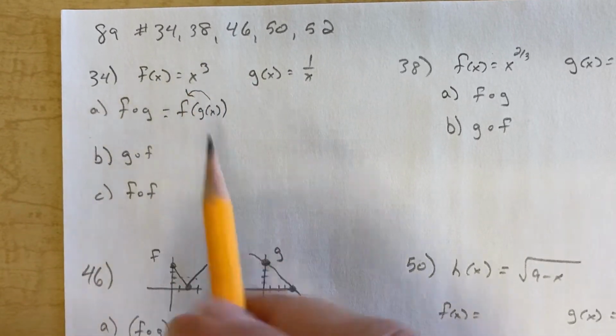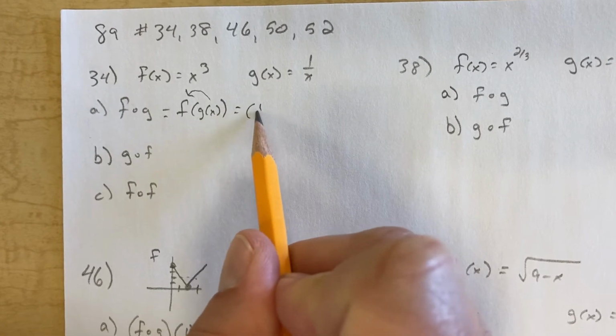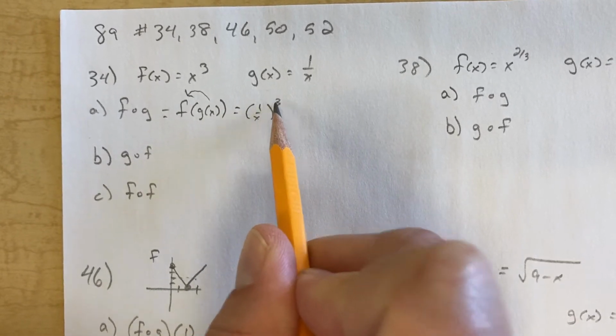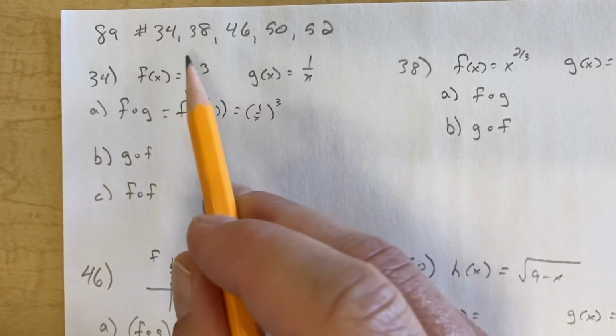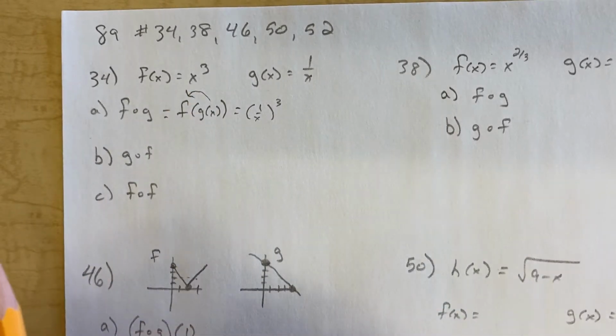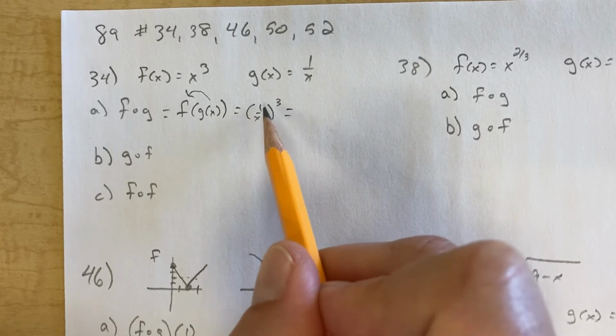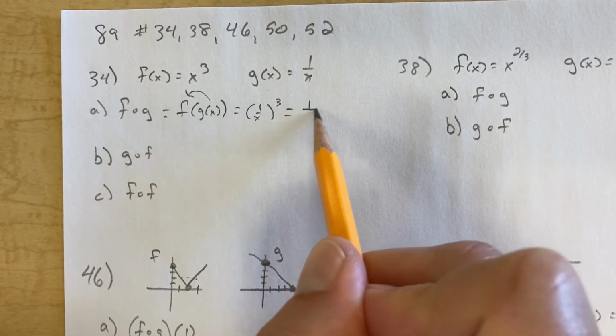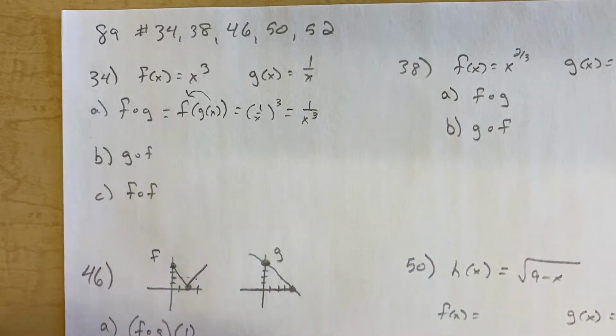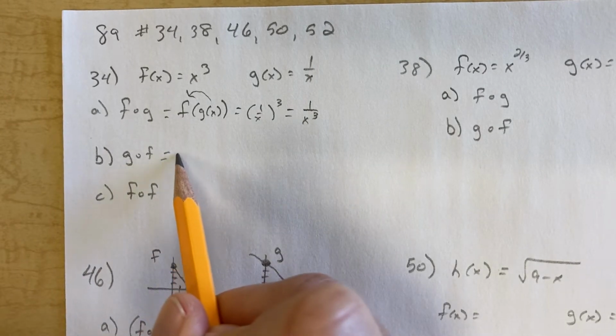So instead of x cubed, we're going to go 1 over x cubed. See how the actual 1 over x is inside of this, taking the place of that x. And if we want to simplify that, you can just go 1 over x times itself 3 times. You'll get 1 over x cubed if you simplify it like that. Okay? G of f is, again, the same idea.